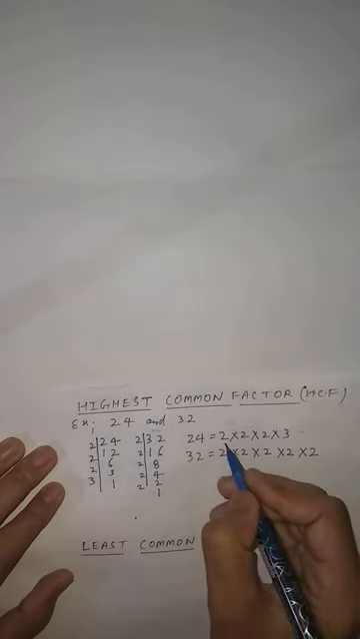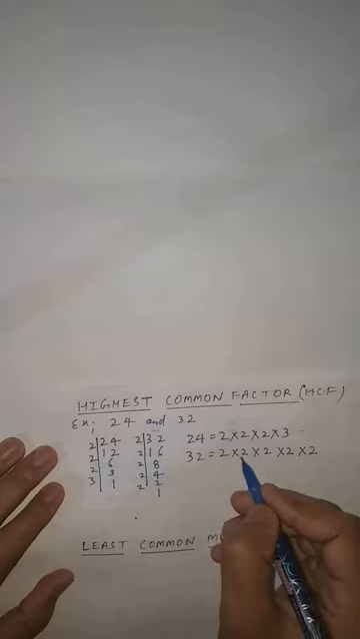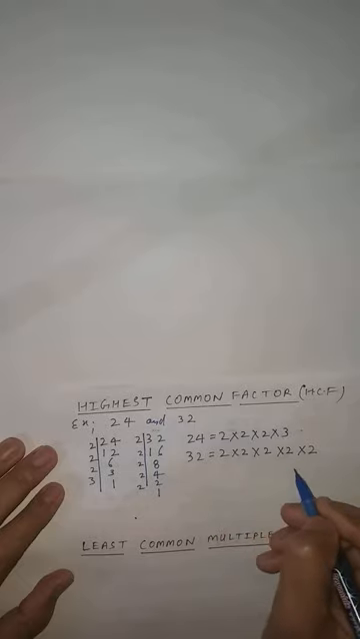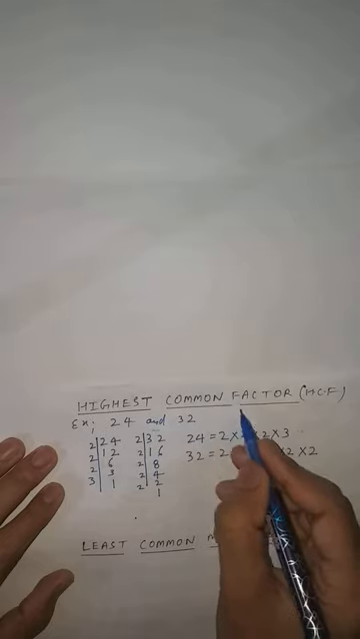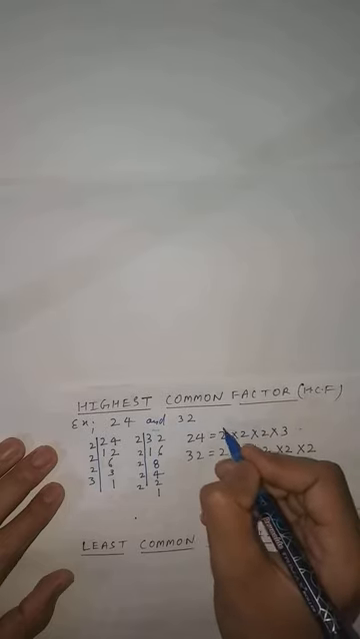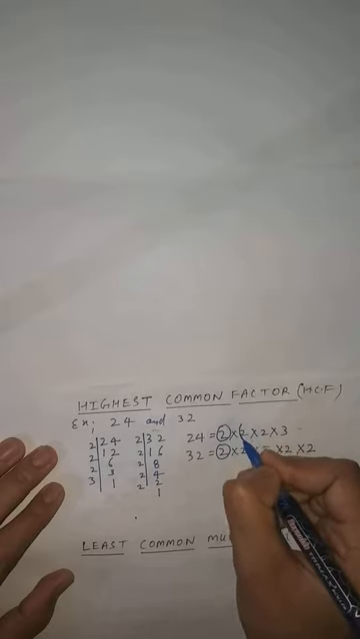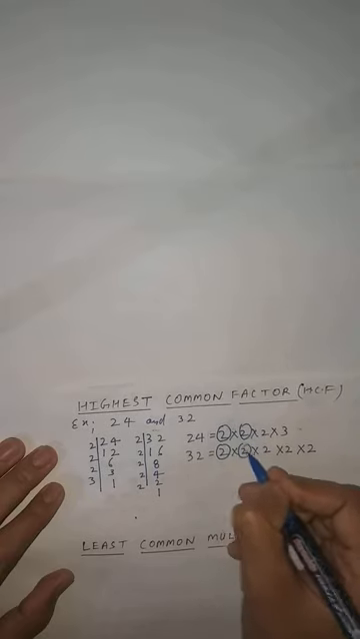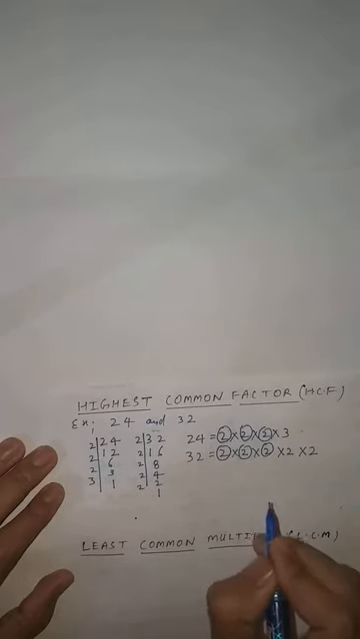Clear students? 2 2s are 4, 2 4s are 8, 2 8s are 16, 3 8s are 24. And 2 2s are 4, 2 4s are 8, 2 8s are 16, 2 16s are 32. Now you have to find the highest common factor. For a common factor, you have to find the common numbers. Here 2 and 2 are common, this 2 and this 2 are also common, and this 2 and this 2 are also common. Nothing else is common.